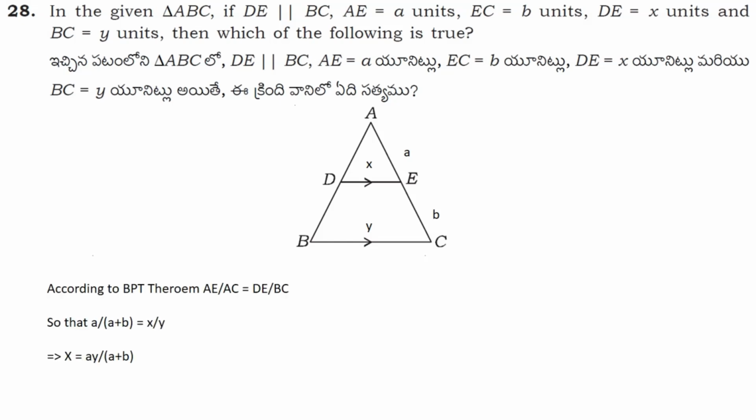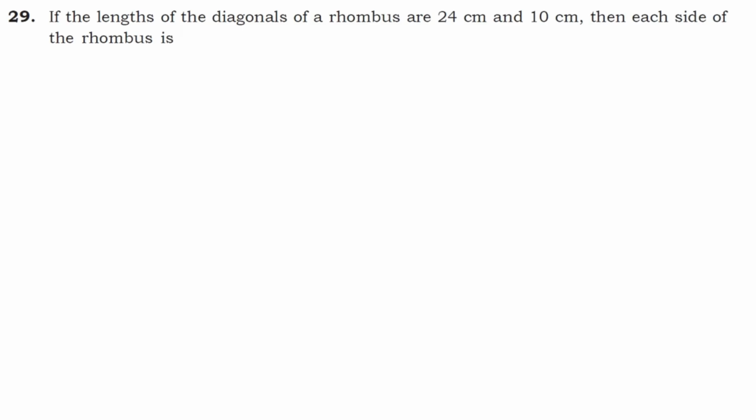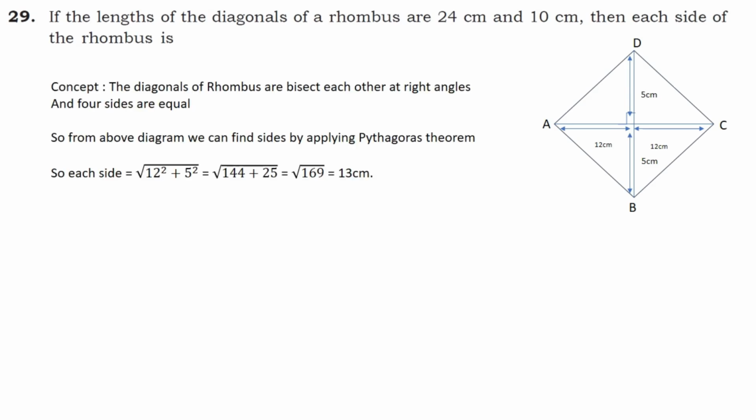Right? So next question. The lengths of the diagonals of a rhombus are 24 centimeters and 10 centimeters. Then each side of the rhombus is. The diagonals of a rhombus bisect each other at right angles and all 4 sides are equal. That's the specialty of rhombus. From the above diagram we can find the sides by applying Pythagoras theorem. So each side is square root of 12 square plus 5 square, means square root of 169, means 13 centimeters. So each side of the rhombus is 13 centimeters.